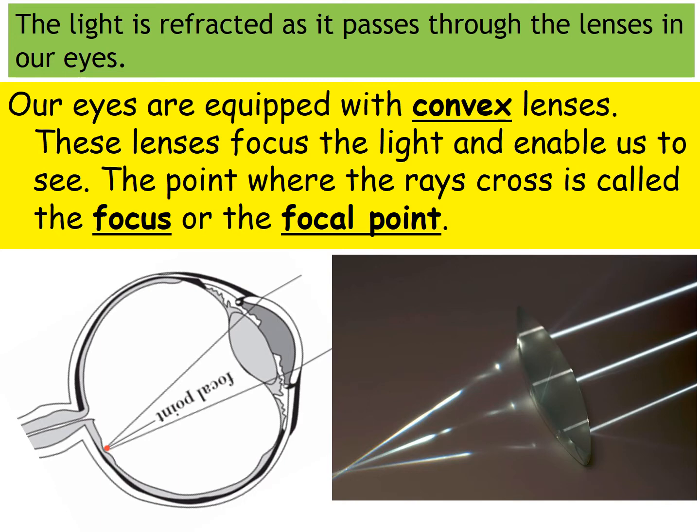So the point where the ray crosses is called the focus or the focal point. So our convex lens, as you can see in an example experiment, and then the focus or focal point. So the left is a diagram of our actual eye, and then the bottom is the focal point, where all those bits of light meet.